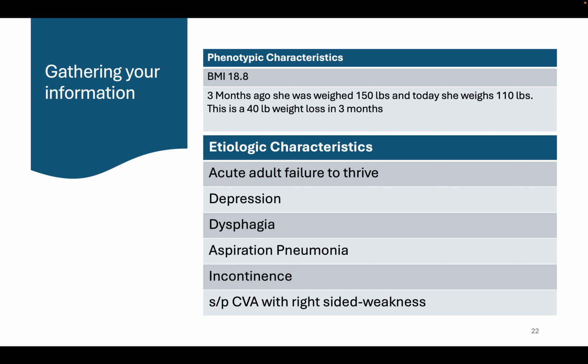Yes. Gathering your information, the phenotypic characteristics are a BMI of 18.8. Remember that decreased down from 25 point something. And 3 months ago, she weighed 150 pounds, and today she weighs 110 pounds. So this is a 40-pound weight loss in 3 months. So those are our phenotypic, that's our measurable criteria. Our etiologic characteristics: she had acute adult failure to thrive documented in her scenario. She had depression, dysphagia, aspiration pneumonia, incontinence, and status post CVA with right-sided weakness. So those are all supporting characteristics.